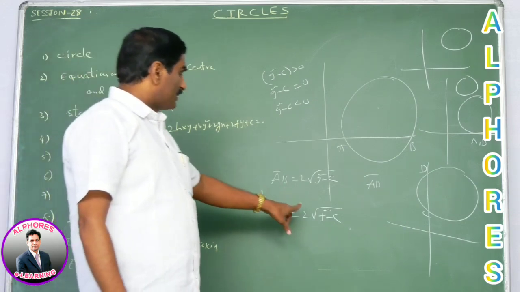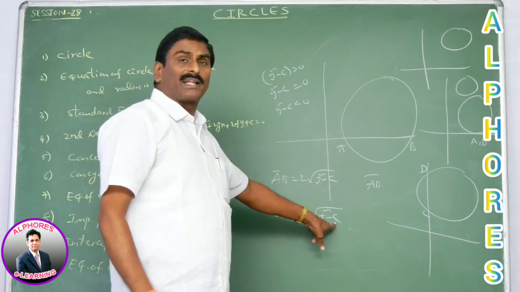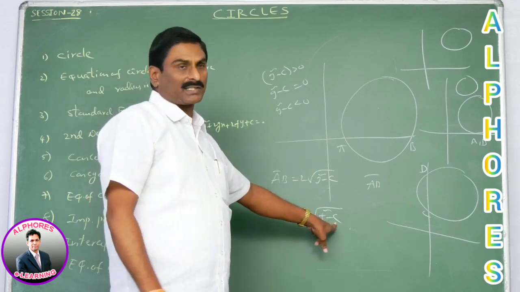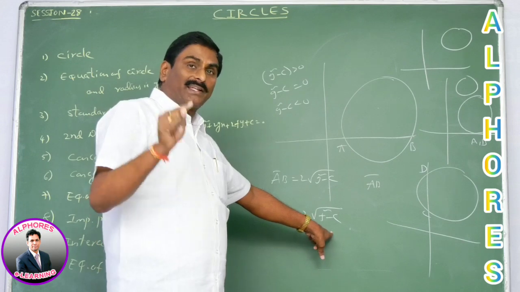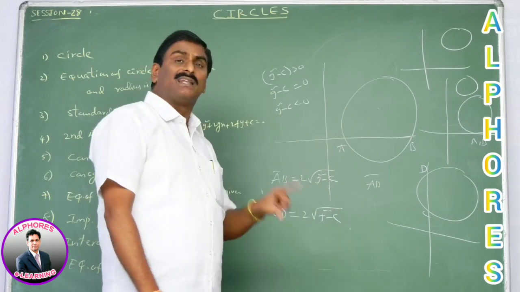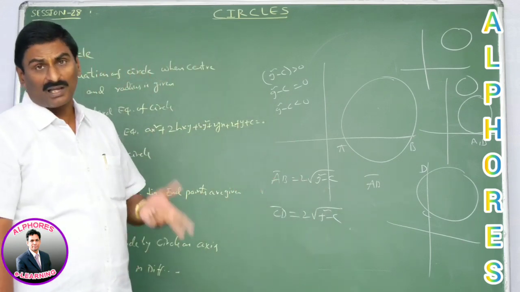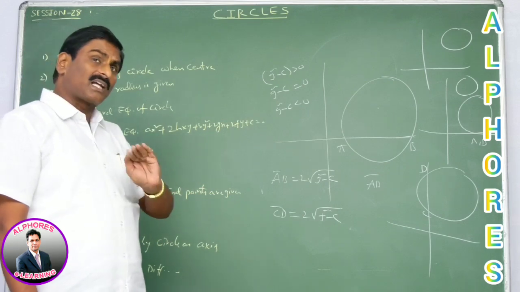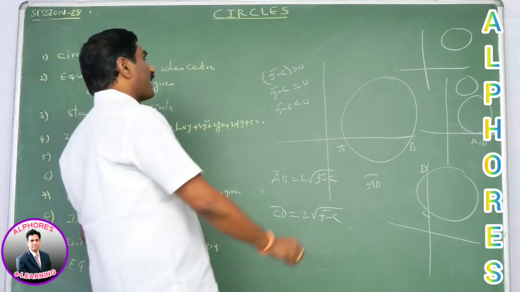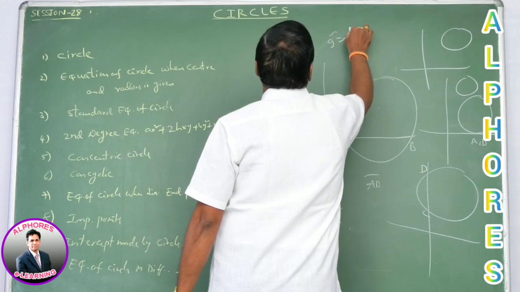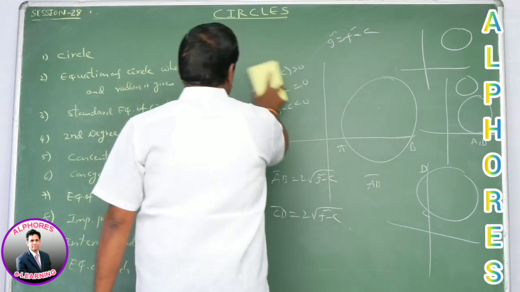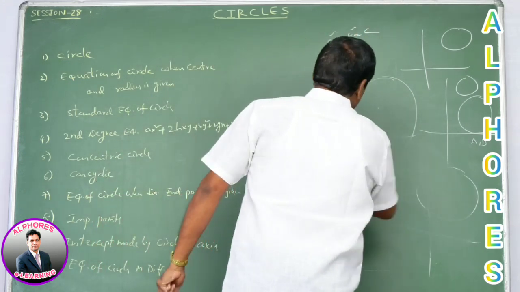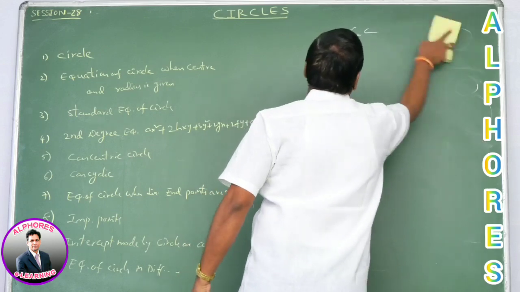Similarly, if F square minus C is greater than 0, it cuts the y-axis at two different points. If F square minus C is equal to 0, it touches the y-axis. If F square minus C is less than 0, it neither touches nor intersects the y-axis. Okay? If the circle touches both the coordinate axes, what is the condition? G square is equal to F square is equal to C.